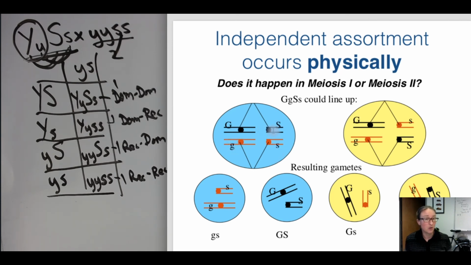So these chromosomes in meiosis could line up as shown here on the left, and so you could get gametes that have 2 small alleles and 2 large alleles, or they could line up as shown on the right, so that the gametes get 1 large and 1 small allele for each trait. So independent assortment is a physical process, just like the process of allele segregation is a physical process.